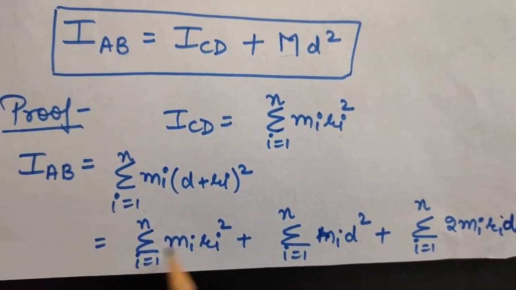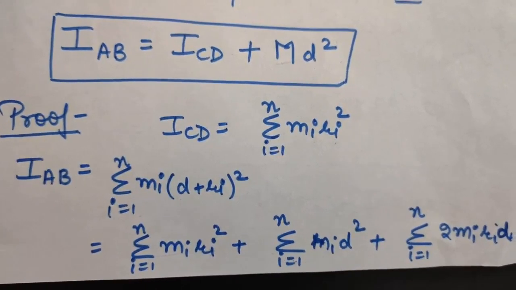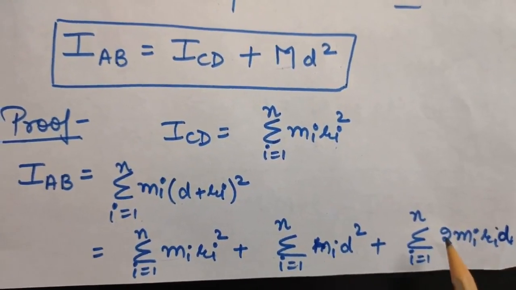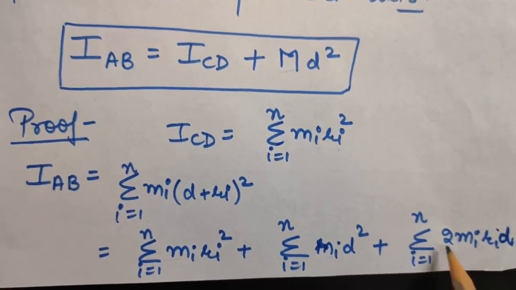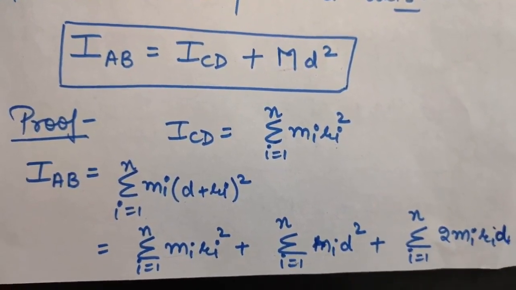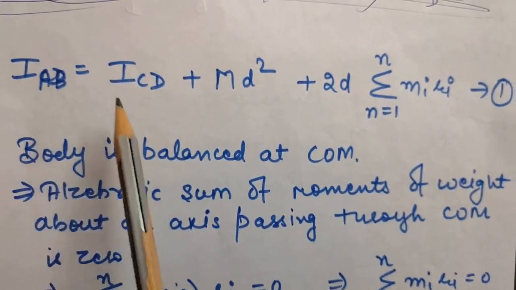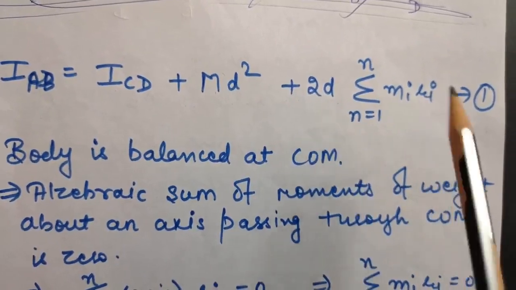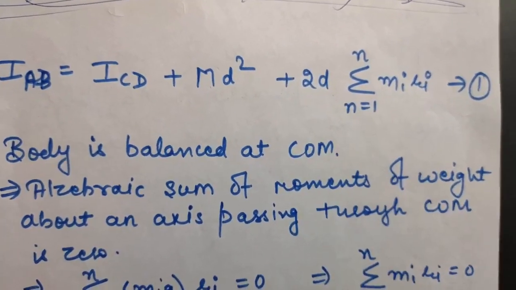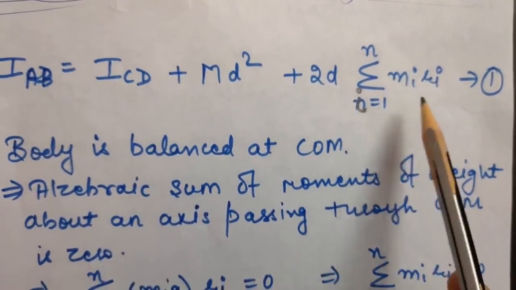So just put this equal to the moment of inertia of CD, and this to be capital M. And from here we will be taking 2D outside, because we do not have i in these two, so we will be taking them out of the summation. So that will become I_AB is equal to I of CD plus capital M D square plus 2D, taken outside, summation i equal to 1 to N of m_i r_i.